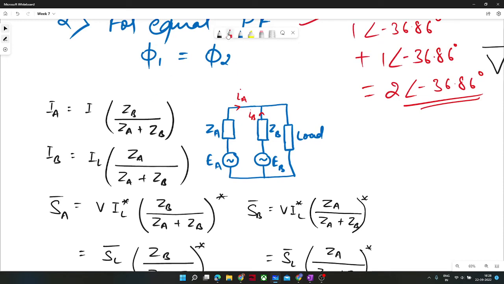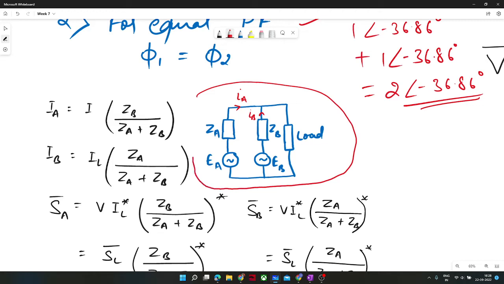This is the circuit in which the parallel operation is generally done. This is EA, ZA. Transformer 1 has some series resistance and leakage reactance. In the second transformer, EB is connected with series resistance and leakage reactance. And both are catering to a single load. This is the load.